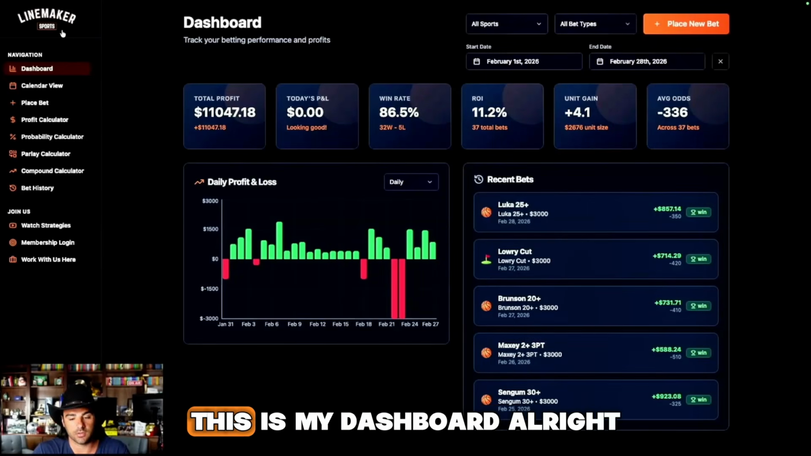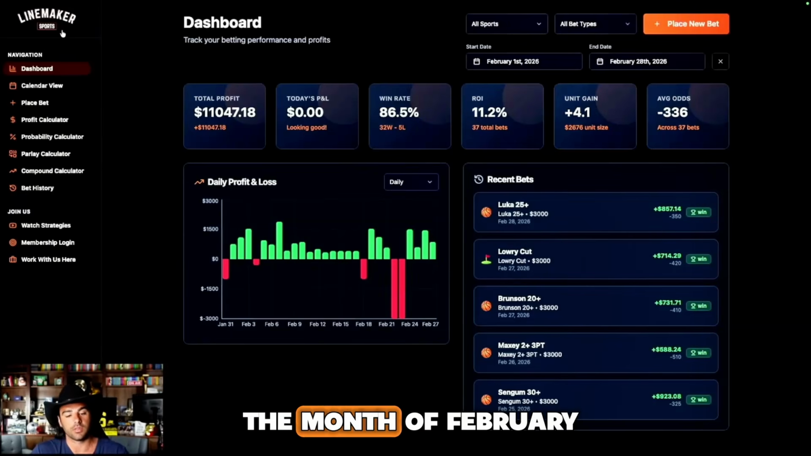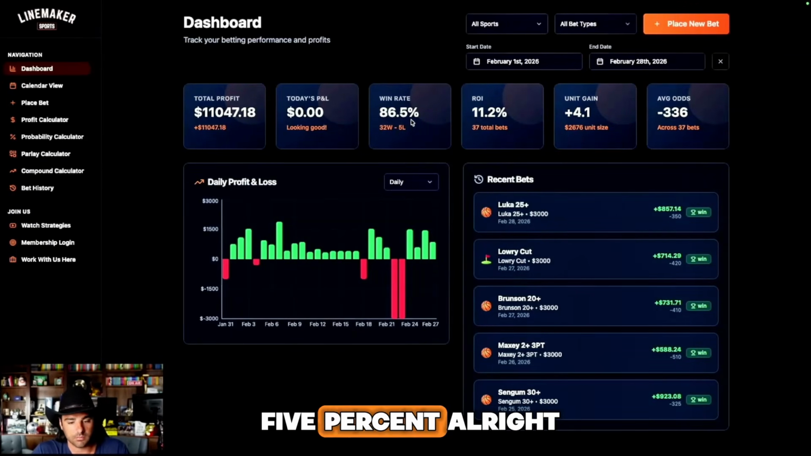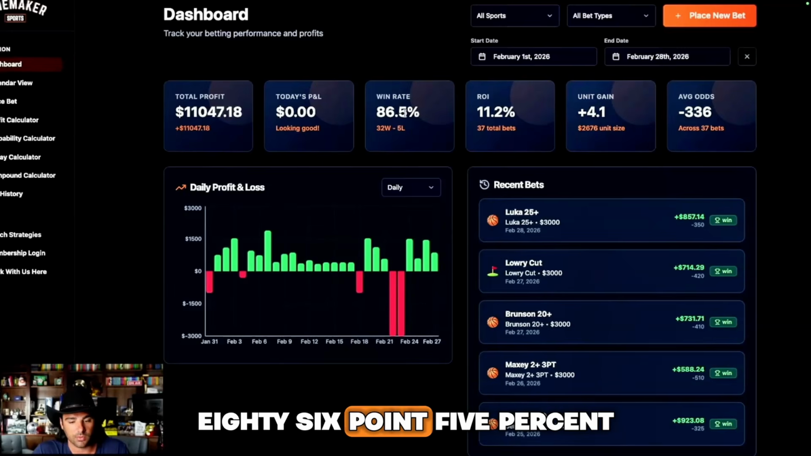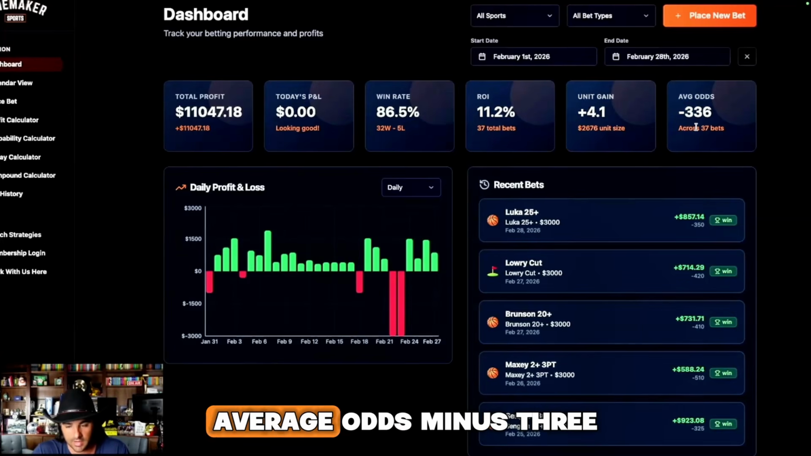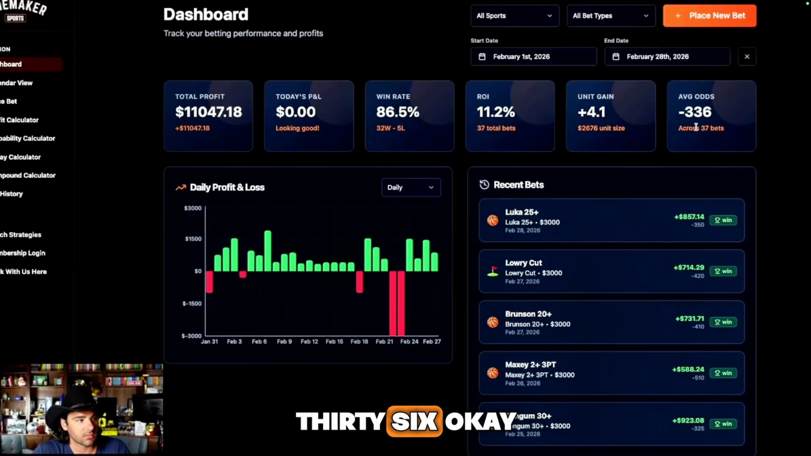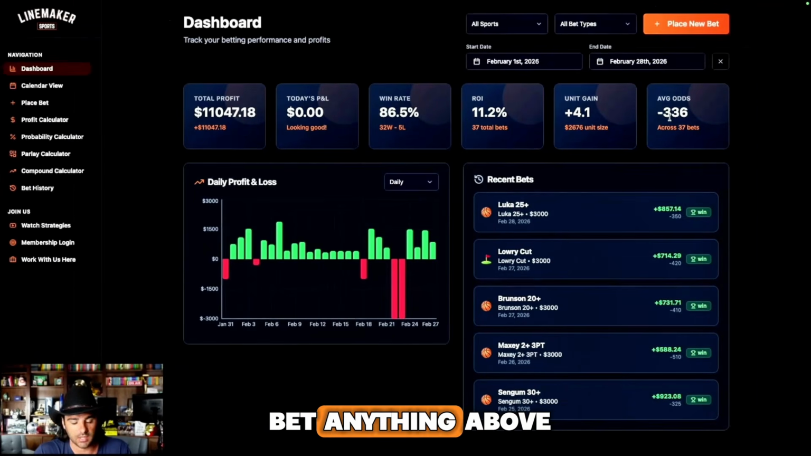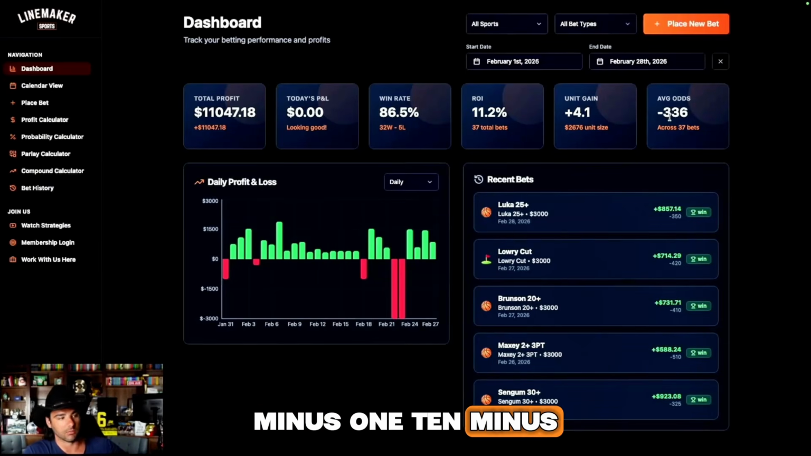Now, if you guys look right here, this is my dashboard. All right, so this was for the month of February. As you can see here, 86.5%. 32 wins, 5 losses. Average odds, minus 336. Okay, most people run away from that. They would never bet something like that, right? Most people are scared to go ahead and bet anything above minus 110, minus 120.